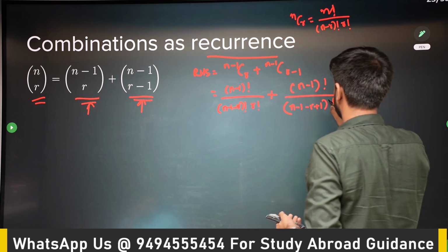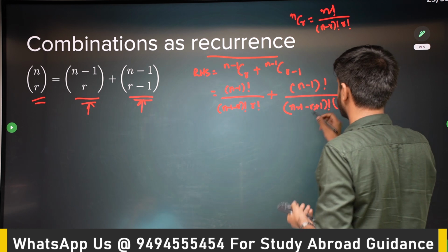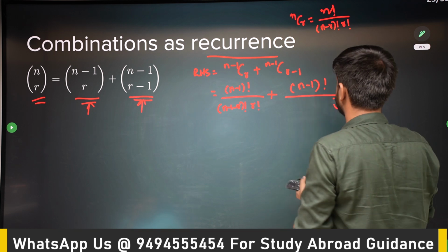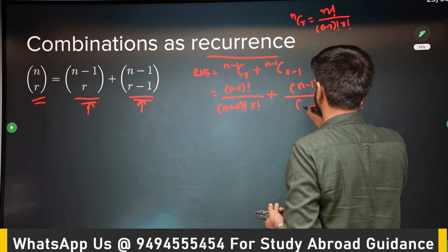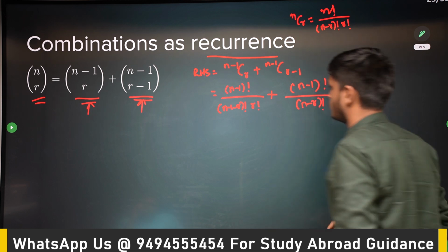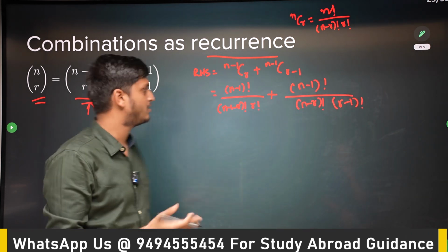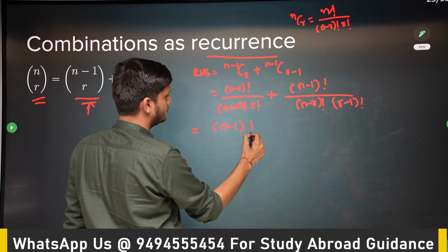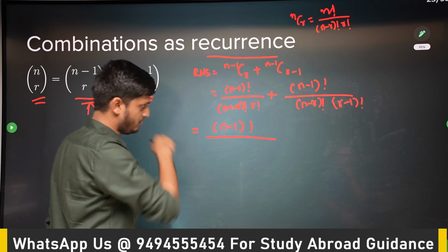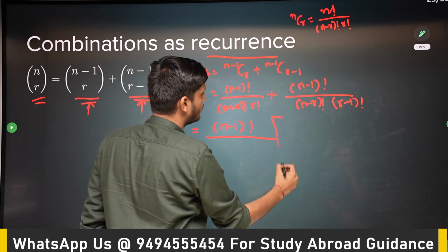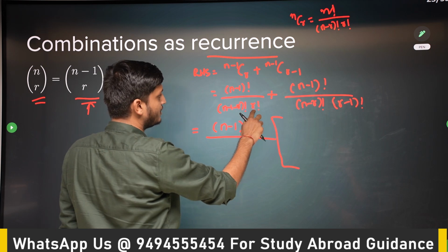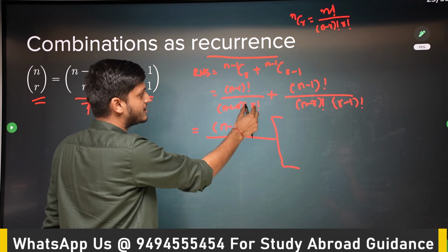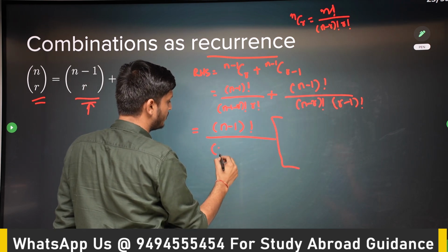You can just write it straight away: minus 1 plus 1 gets cancelled, this becomes n minus r factorial in the denominator. I'm just simplifying it. Now take common whatever you can take common. In the numerator, n minus 1 factorial directly comes as common. In the denominator, what can come common? See, here we have r into r minus 1 factorial. r factorial is r into r minus 1 factorial. So this is larger, so we can only take r minus 1 factorial common.